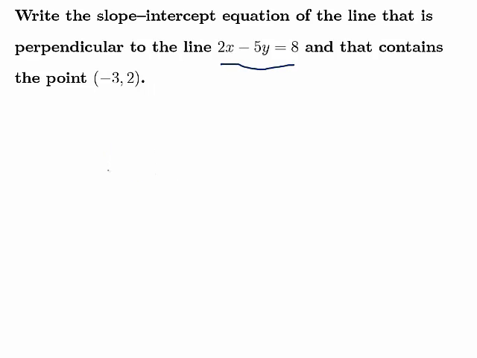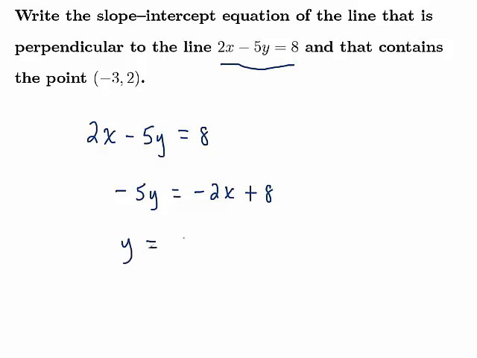So we're going to recopy that equation and solve it for y. We have 2x minus 5y equals 8, and to solve for y we'll subtract 2x from both sides of the equation, giving us negative 5y equals negative 2x plus 8. We'll divide everything by negative 5, giving us y equals positive 2/5 x minus 8/5. So all we did there was solve the given line for y.